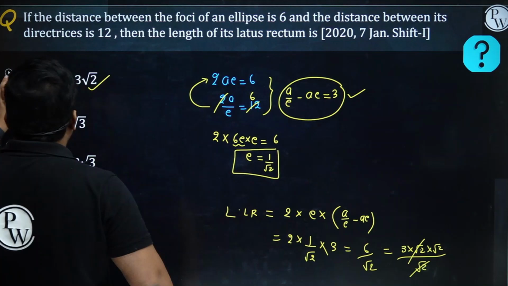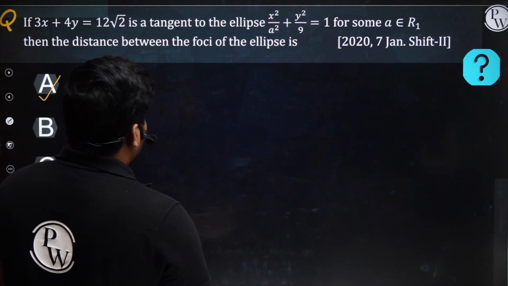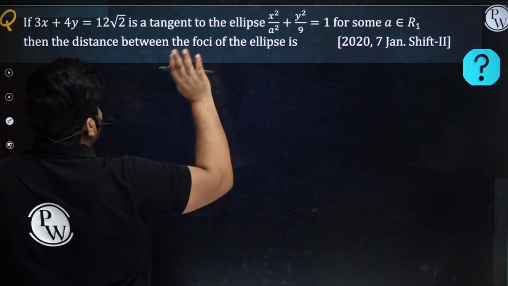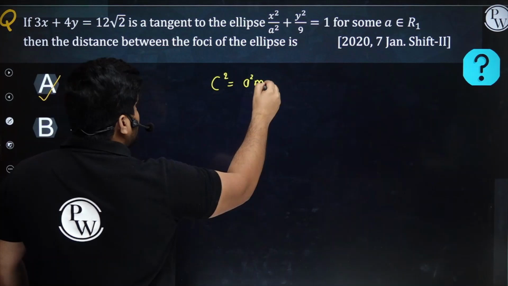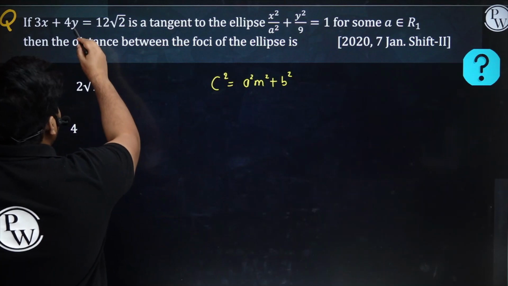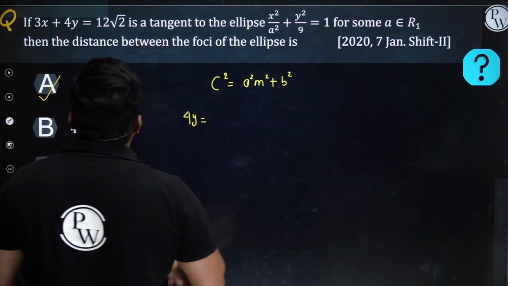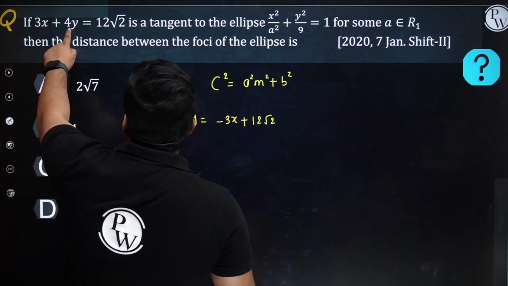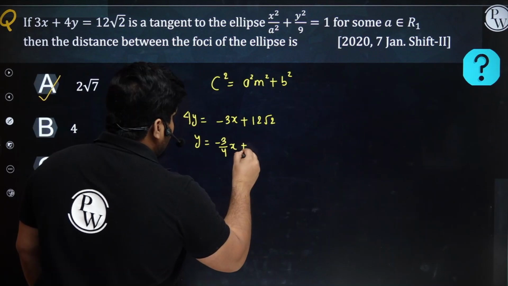So next one: 3x plus 4y equal to 12 root 2 is tangent for some a, then find the distance between the foci of the ellipse. Okay, so we need to find out a. Now this is a tangent, right? So what is c square? We know that c square is equal to a square m square plus b square, the condition of tangency. What is c here? I can rewrite this: 4y is equal to minus 3x plus 12 root 2. So y is equal to minus 3 by 4 x plus 3 root 2. So we have got the c value.